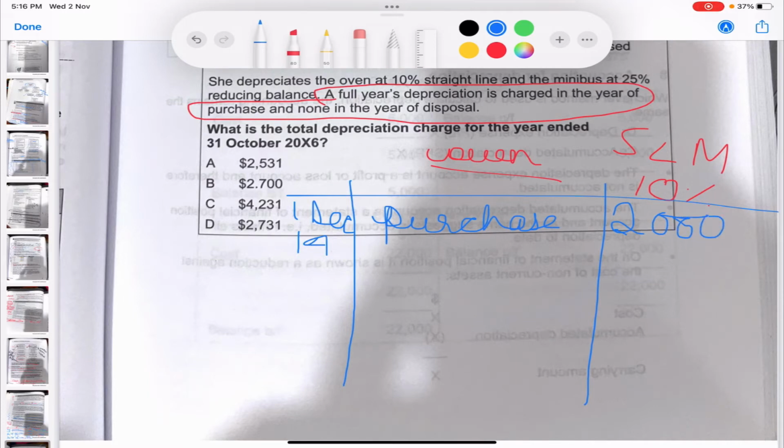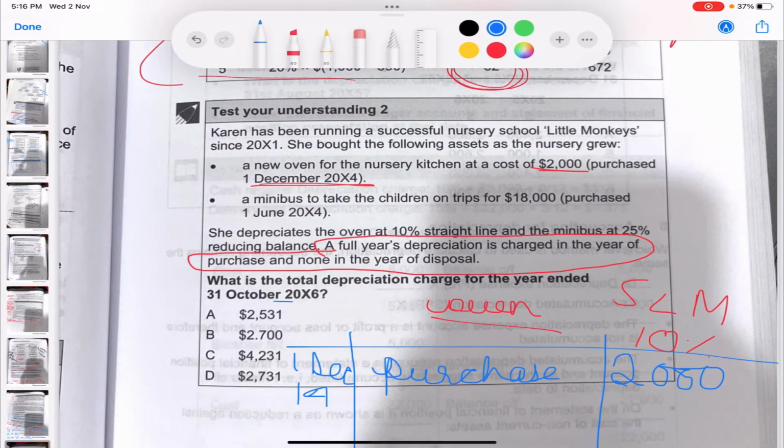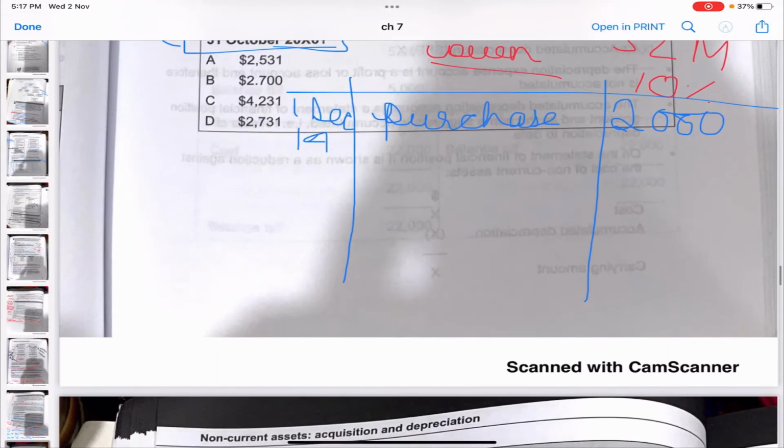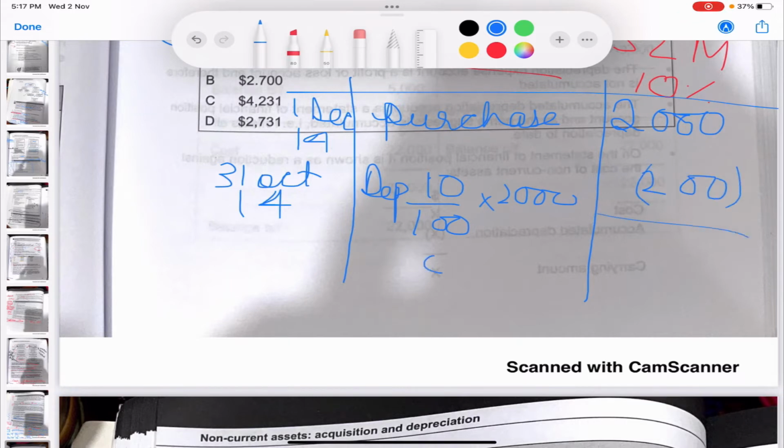Now we know the accounting year. The accounting year has also been given here, that it ends at 31st October 2006. So what does that mean? That the accounting period is from 1st November to 31st October. So depreciation is calculated on 31st October. On 31st October 2005, how much depreciation has to be calculated? The depreciation is straight line method, 10%. 10% of 2000 would be 200. What would the carrying amount be? 2000 minus 200, which is 1800.